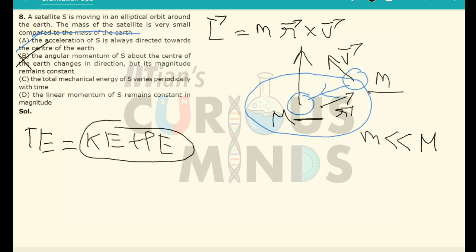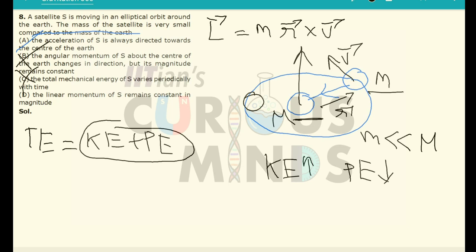As the satellite approaches the planet, the kinetic energy increases, and the potential energy decreases when I consider the sign. But the total energy still remains the same. So option number C is also incorrect.